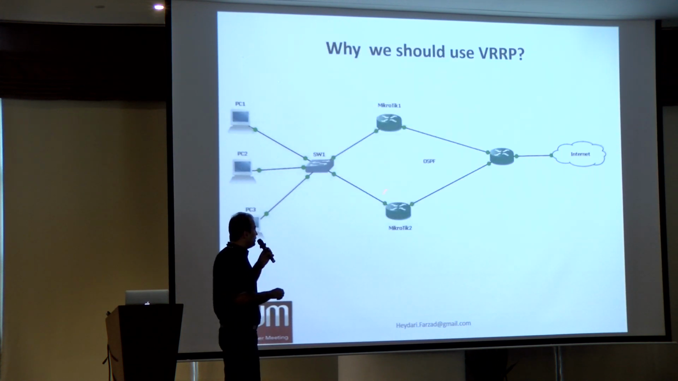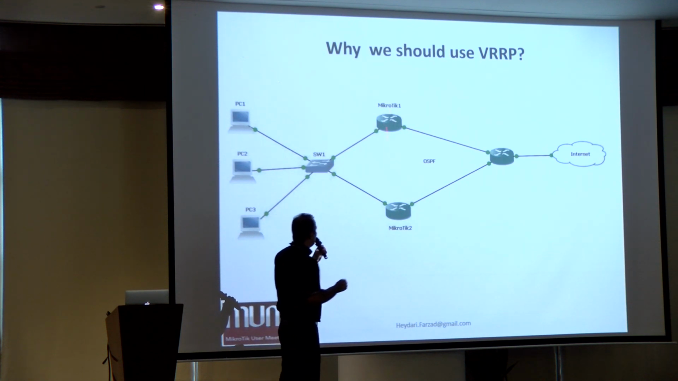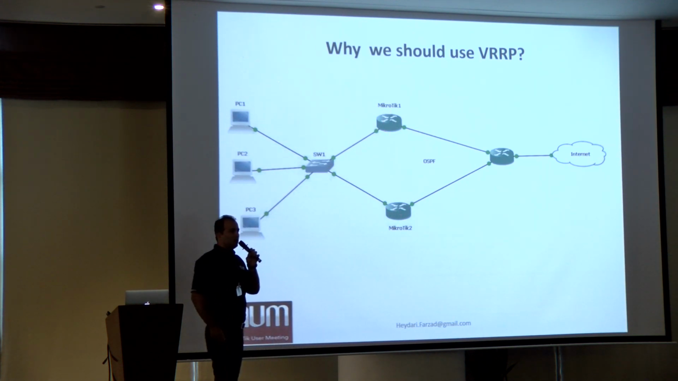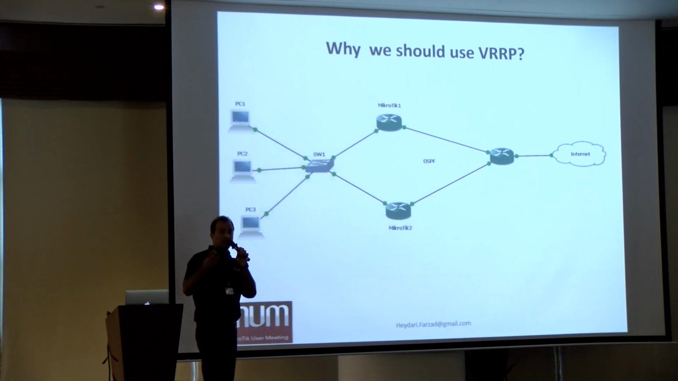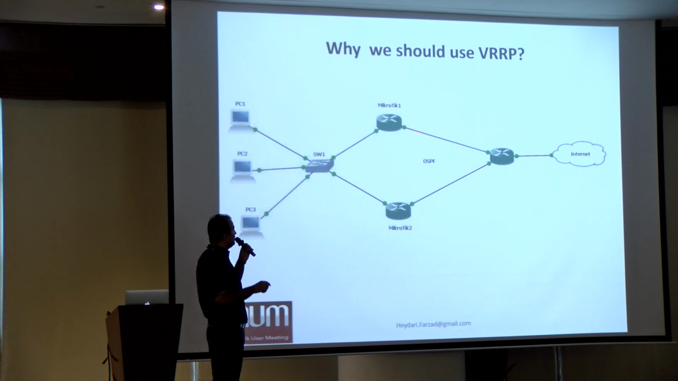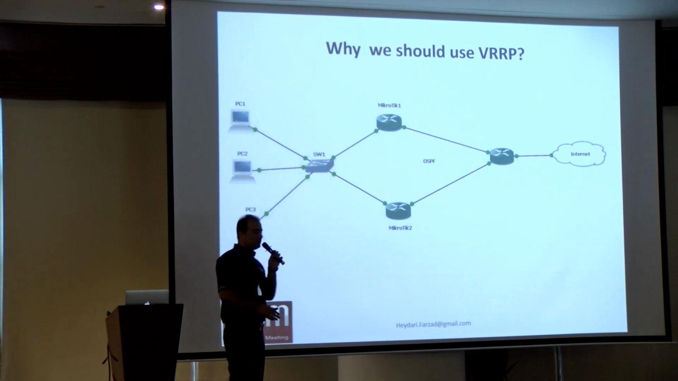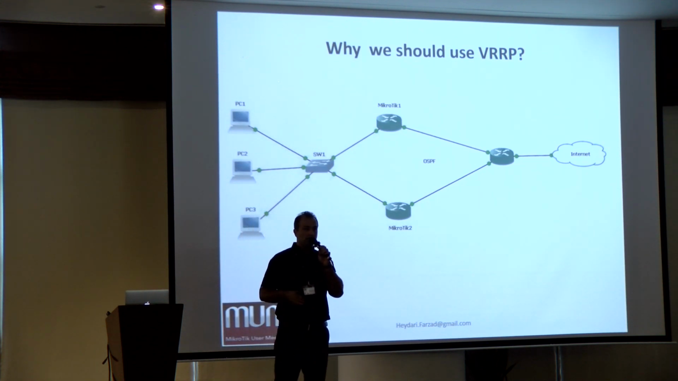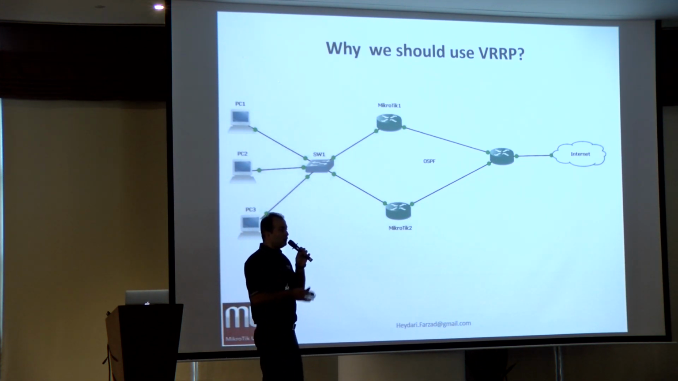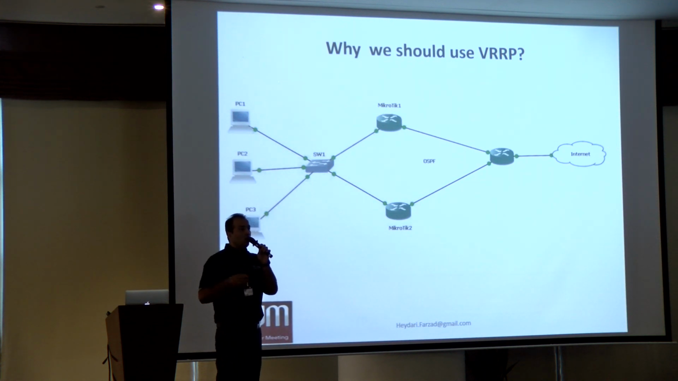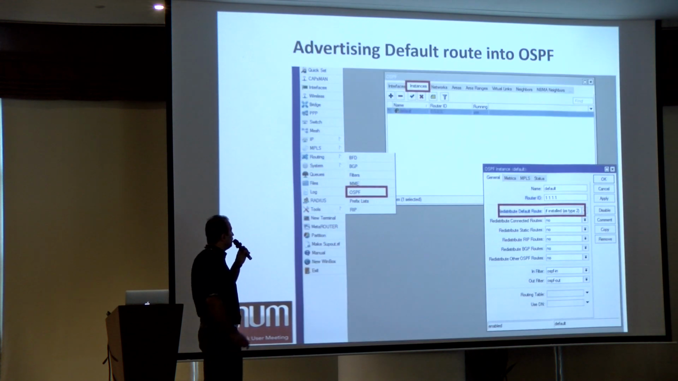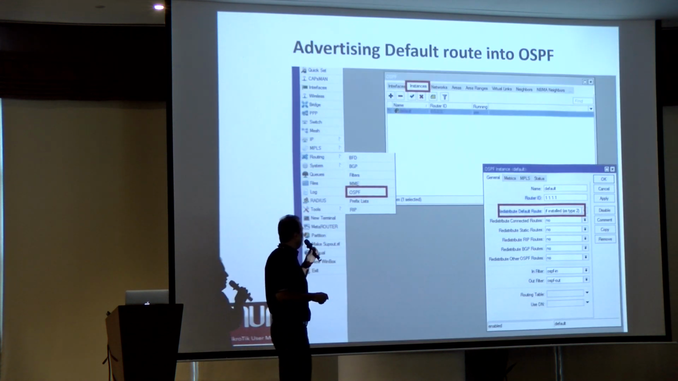So you put another MikroTik here. As you can see, I put another MikroTik here. Here you have the internet connection. Here you have two branches, and here you have the OSPF routing protocol. First of all, this topic is not about OSPF configuration, but you have to know how to advertise the OSPF default route. Here I will show you how to use the default route in OSPF.